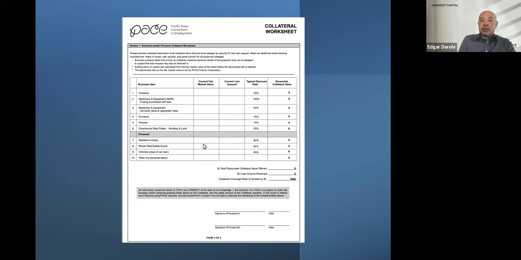Rental real estate is also 80%. If you own fully paid automobiles, vehicles, or trucks, they would consider 65% of that.